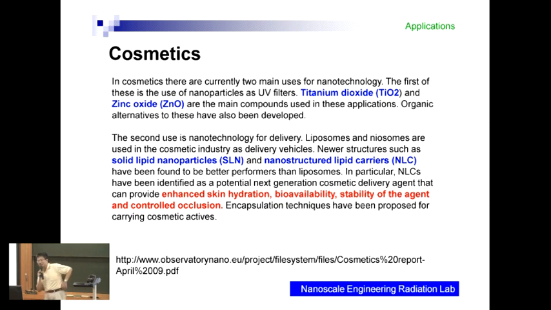Cosmetics. Most of you, young women especially, should be pretty much enjoying cosmetics, and you have seen a lot of advertisements talking about nanotechnology employed in cosmetics. Here I give you two examples of cosmetics that use nanoparticles. The first one is what? Titanium dioxide, TiO2, or zinc oxide. What are they used for?